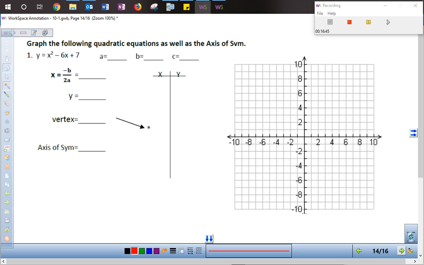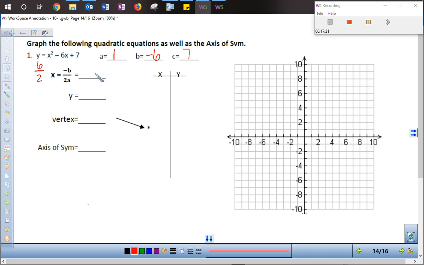So on number 1 I have x squared minus 6x plus 7. The first thing we need to do is identify our a value, b value, and c value. So a value is 1, b value is negative 6, and c value is positive 7. Now I need to take those numbers and substitute them into this formula to find the x value of my vertex. So I want the opposite of b, so my b value is negative 6, so the opposite of that is going to be positive 6, over 2 times my a value, so 2 times 1 is 2. Now, over on the left, that's where we're going to do our work.